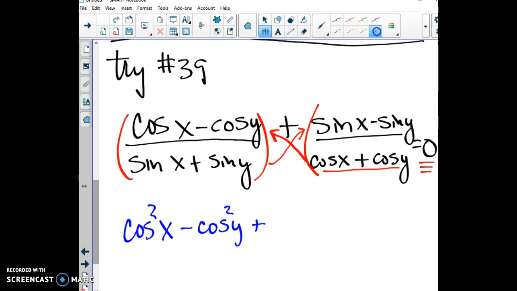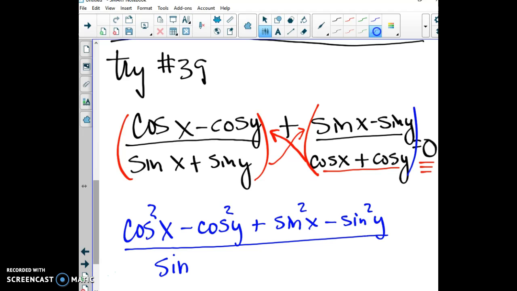We're going to do the same thing, and you guys can see, without too much thinking, we have a plus b, a minus b. We're going to go ahead and multiply those out. We get sine squared x minus sine squared y.